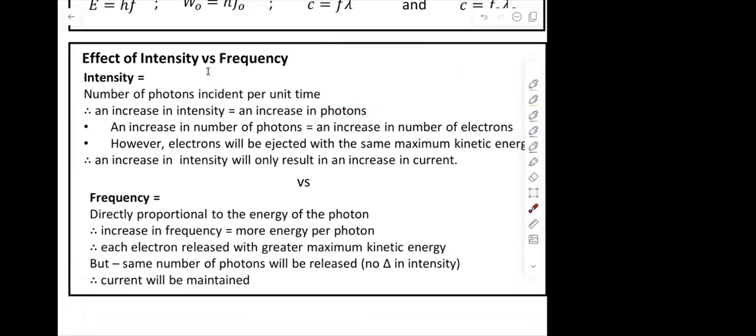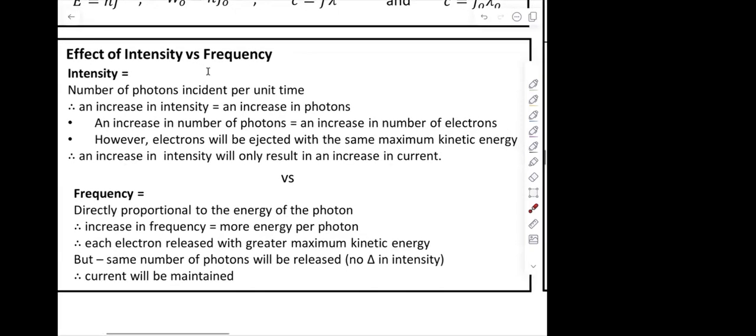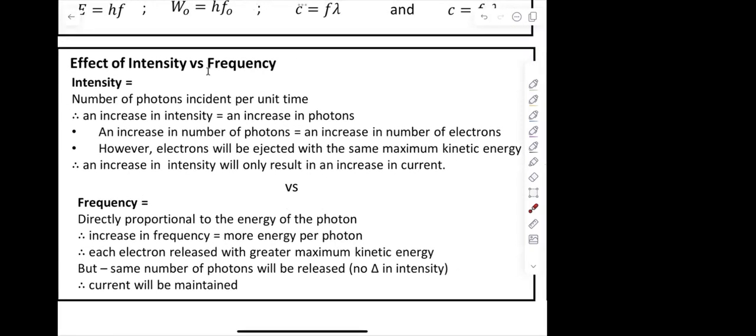So more photons, more electrons get emitted if you meet the minimum requirements, right? However, the electrons will be ejected with the same maximum kinetic energy. An increase in intensity will only result in an increase in current, right?